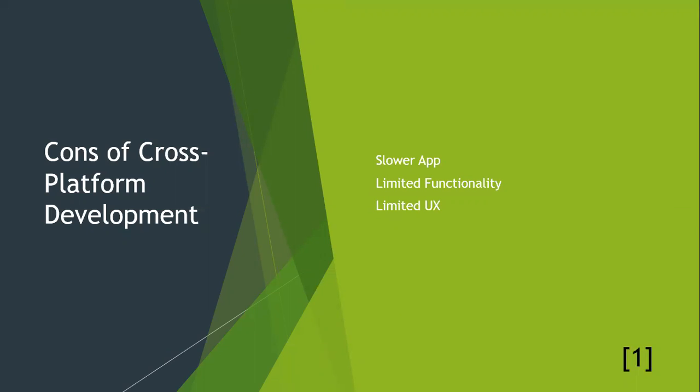Here are some of the cons of cross-platform development. First, cross-platform apps can sometimes be slower than native apps because the rendering process has to go through an additional layer of abstraction. Second, developers may have less specialized access to smartphone functionalities such as the microphone, camera, and geolocation. Third, because cross-platform apps have to look good and work well on multiple operating systems, they are not able to fully take advantage of native UX components.